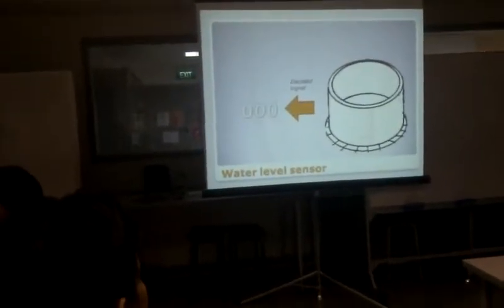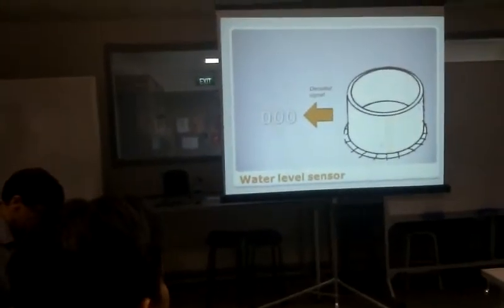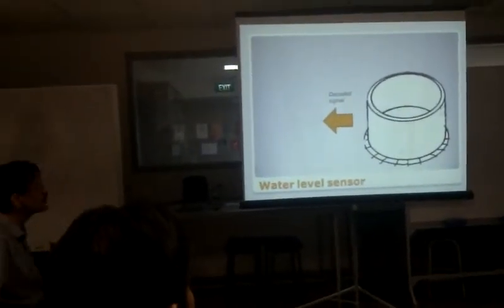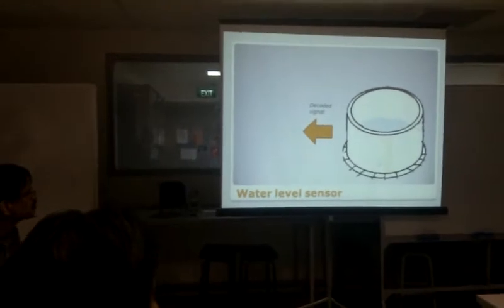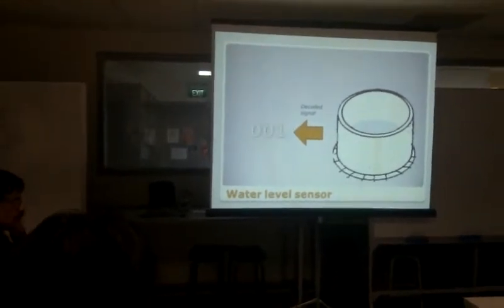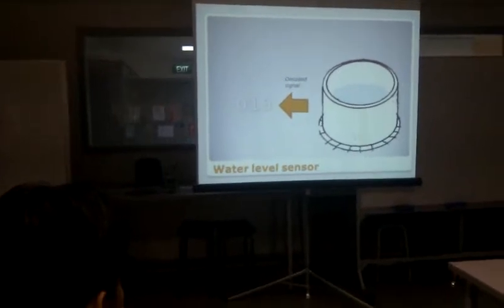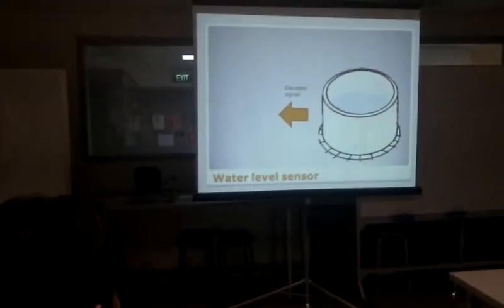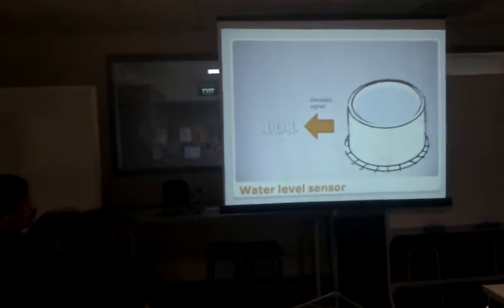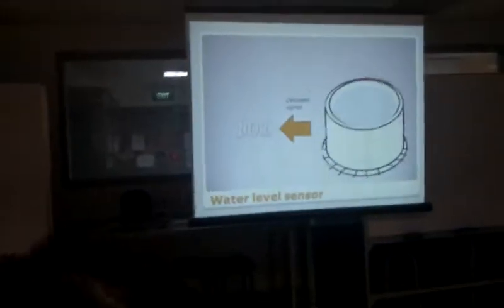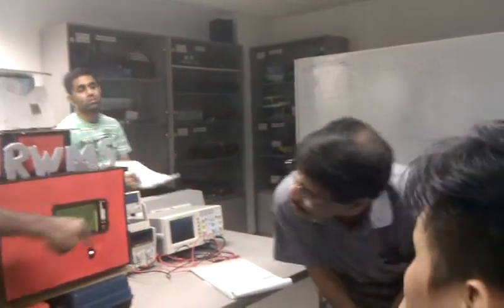So when there is no water, the decoded signal will be 000. When we have water at the first level, which is 100 milliliters, the signal will be 001. At 200 milliliters, it will be 010. And the full level will be 101. You can check the full level. As you can see in the graphical LCD here, it says 100%.